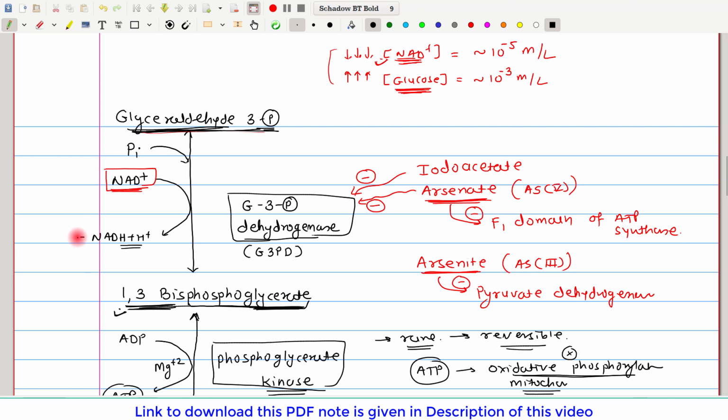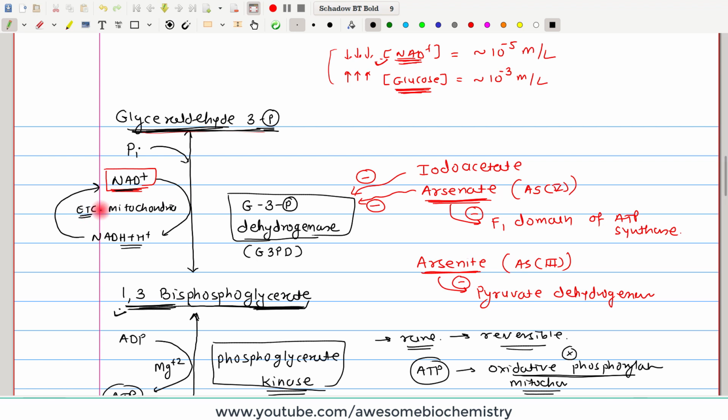Because in our body there is continuous reoxidation of this NADH back to NAD+. How is this reoxidation of NAD+ occurring? In our cell, there is a mitochondria. Inside this mitochondria, there is an electron transport chain which continuously carries out oxidative phosphorylation.